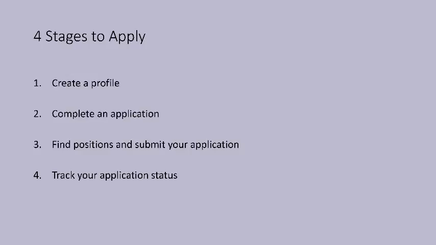There are 4 stages to apply for an AmeriCorps position. First, you have to create a profile. This is where you will enter basic information about yourself. Second, you have to complete an application. The application asks for detailed information about your education, work and volunteer history, references, etc. Third, you have to find positions and submit your application. This is where you search My AmeriCorps for positions in various service areas and states. And then finally, you have to track your application status.